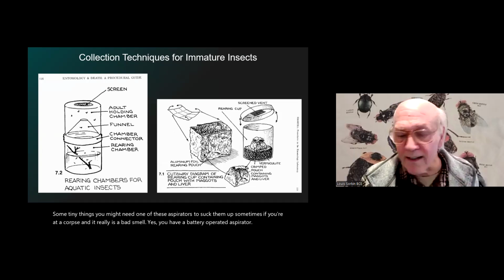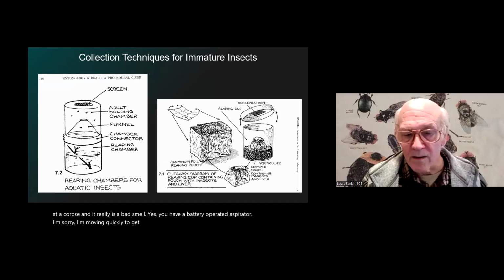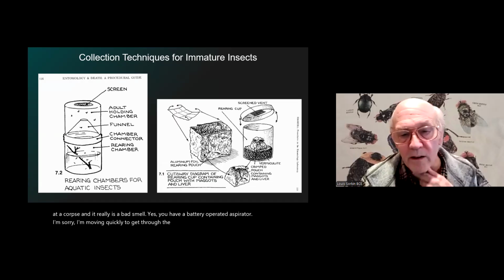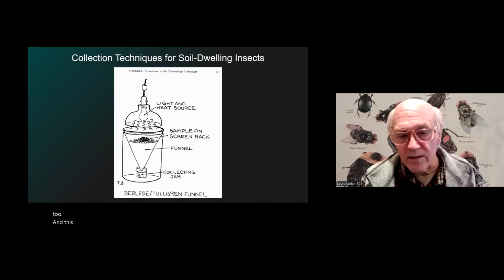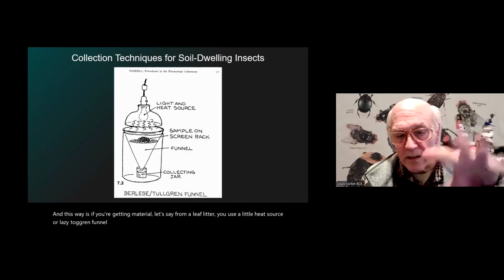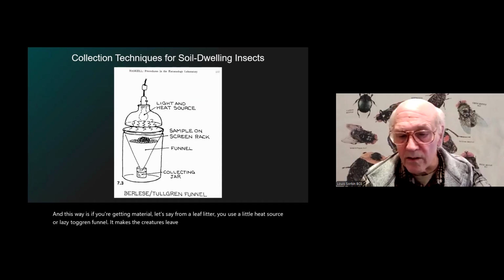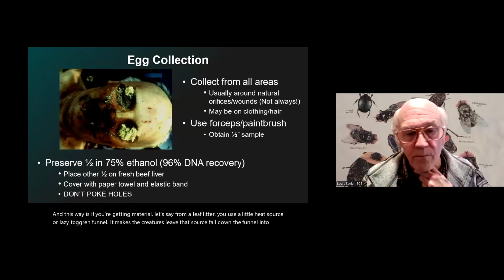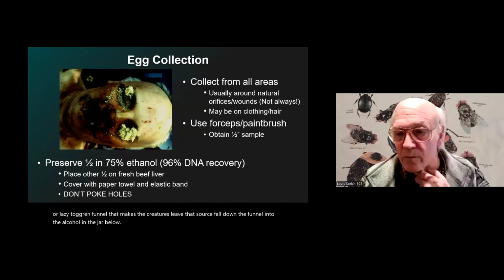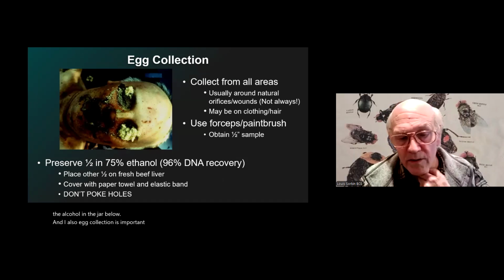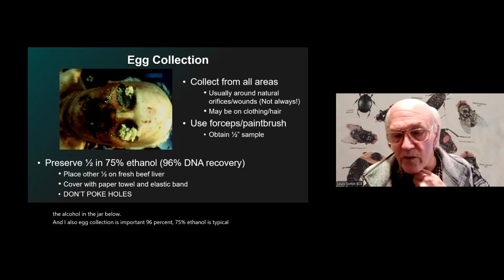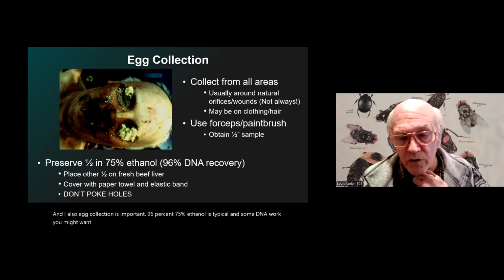Sorry I'm moving quickly to get through the presentation, but here are ways of rearing them too. This way is if you're getting material, let's say from leaf litter, you use a little heat source, a Berlese-Tullgren funnel, that makes the creatures leave that source and fall down the funnel into the alcohol in the jar below. Egg collection is also important. 96% or 75% ethanol is typical. In some DNA work, you might want to use 96%. That preserves them much better.